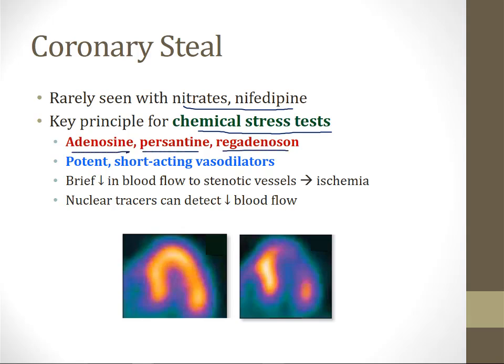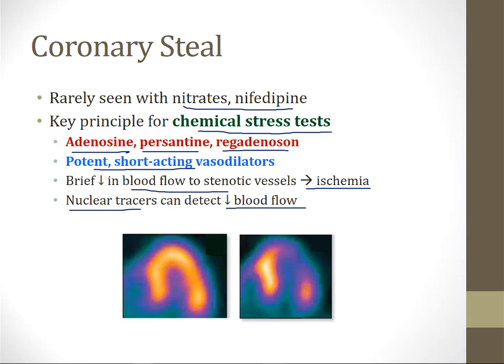All three of these drugs are potent short-acting vasodilators that are administered intravenously, and they cause a brief decrease in blood flow to stenotic vessels, and that leads to ischemia. Now, usually the amount of ischemia is mild and the patients don't develop significant chest pain or ECG changes. And for this reason, we have to use sensitive nuclear tracers to detect the fall in blood flow.